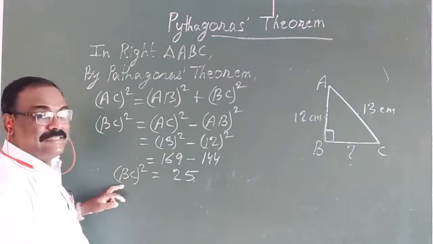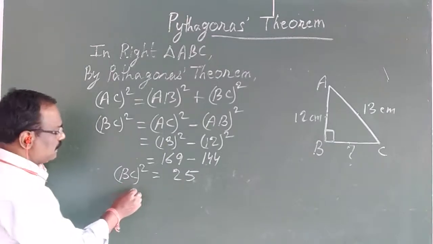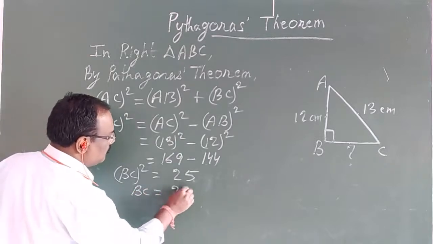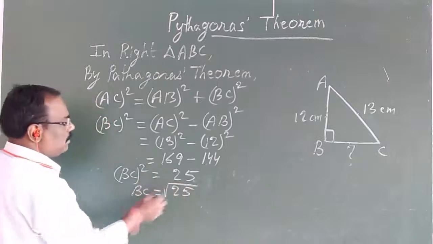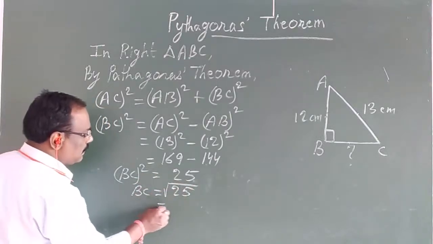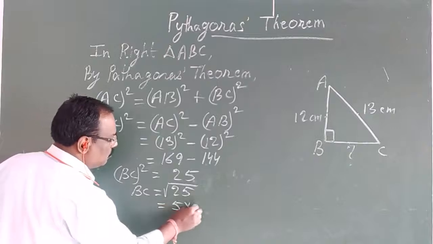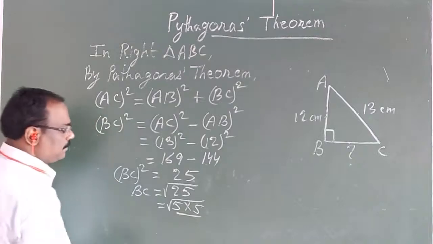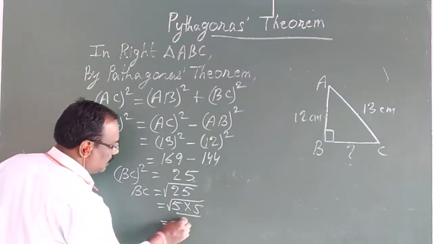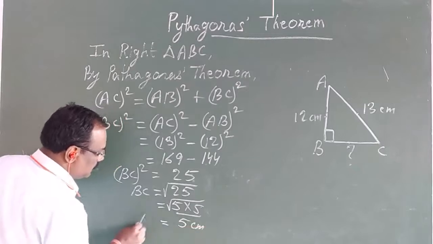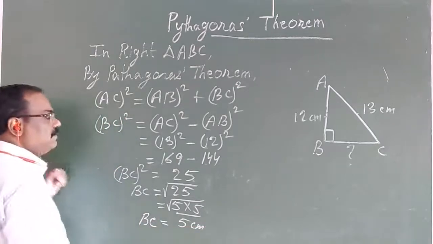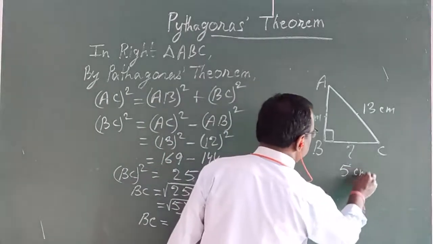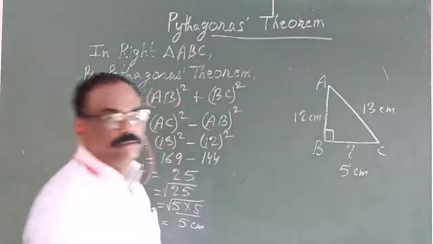Now we don't want BC square, we need only BC. So we will write here BC is equal to root 25. When we factorize, we will get root of 5 into 5. Make a pair. Only one pair is made. So from here we will take 5. So my answer will be BC is equal to 5 centimeters.